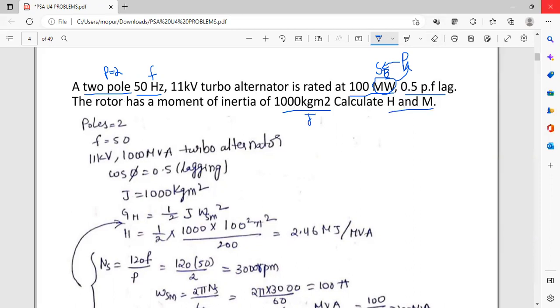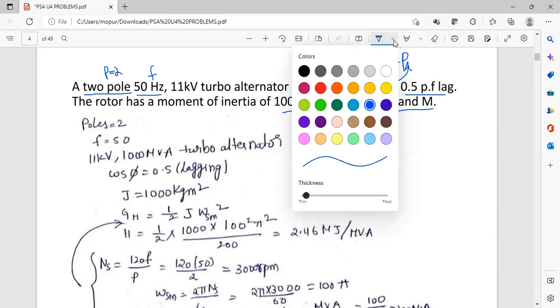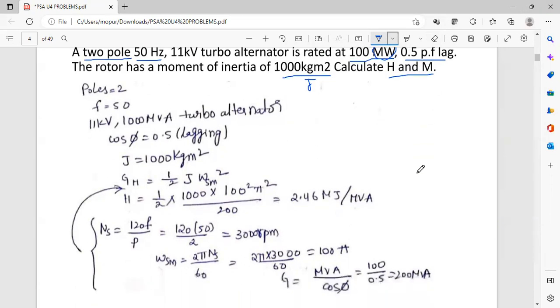So first thing, as I just said, we should find NS is equal to 120 f by P. They have given f and P, so you get 3000 RPM. Then we can find omega SM. Why? Because all the formulas include omega SM, not NS. So omega SM is equal to 2π NS by 60. We got the omega SM.